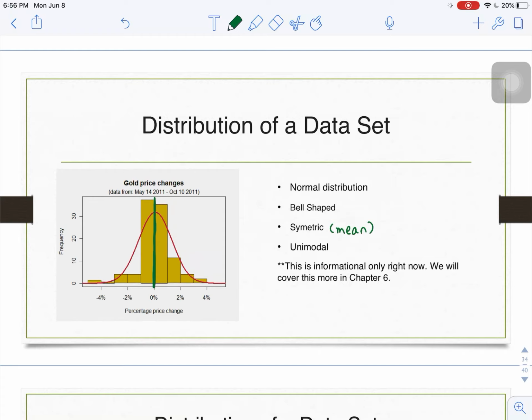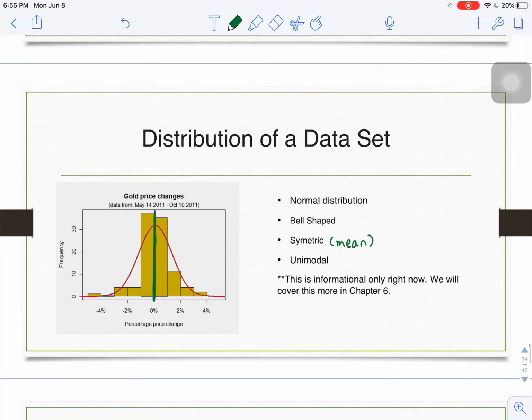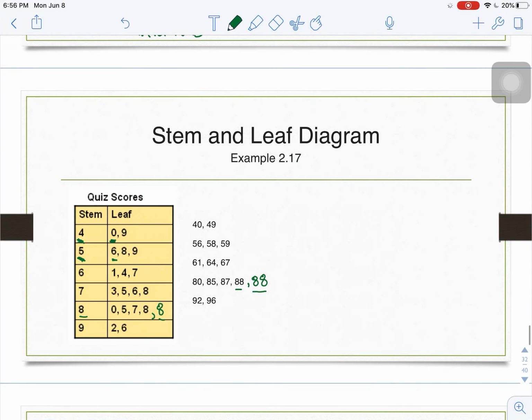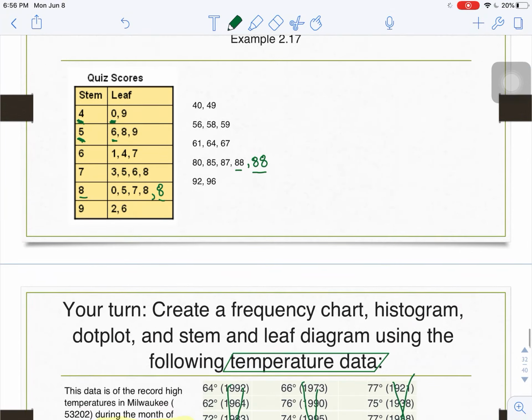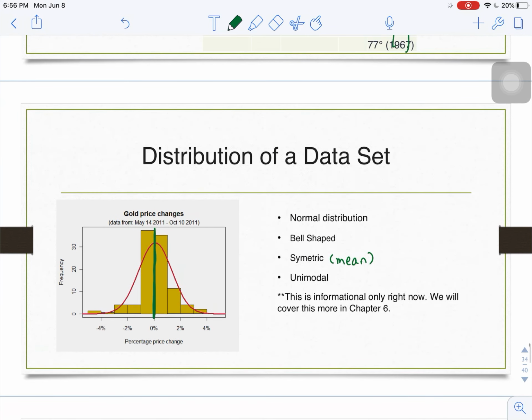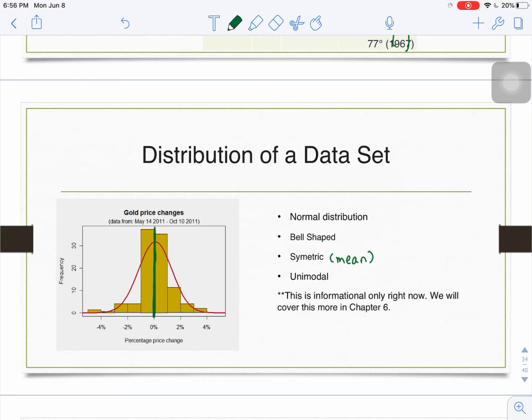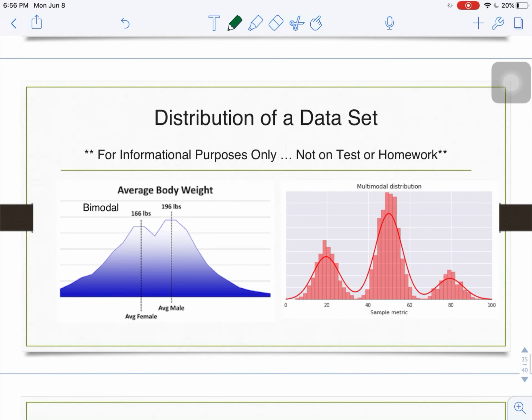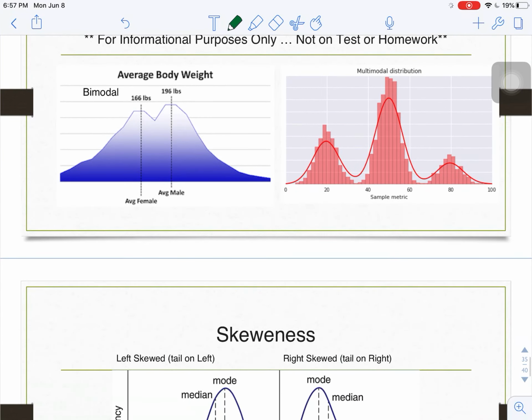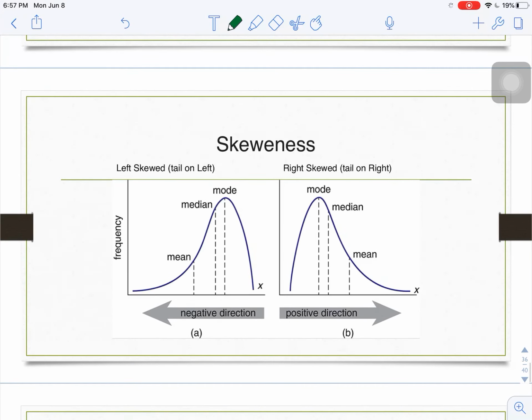It's unimodal, so it means that the number of occurrences, say for example with the previous data from our stem and leaf diagram, 88 occurs twice. That would be our mode. And then here are examples of bimodal and multimodal distributions. You don't have to know this for any kind of test or homework. I just want to put it out there for informational purposes.